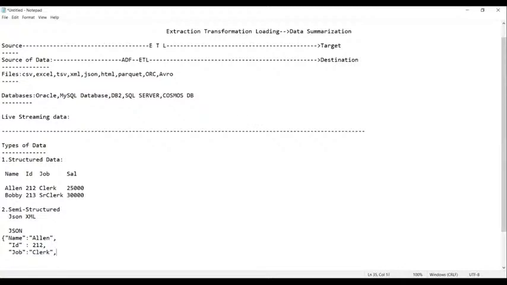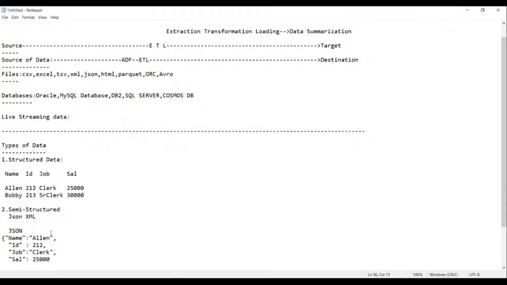Comma. Then you have what's that? Salary. What's the salary you have? Yeah, salary is 25,000. That's it. Fine, everyone. Now this is the data you have.